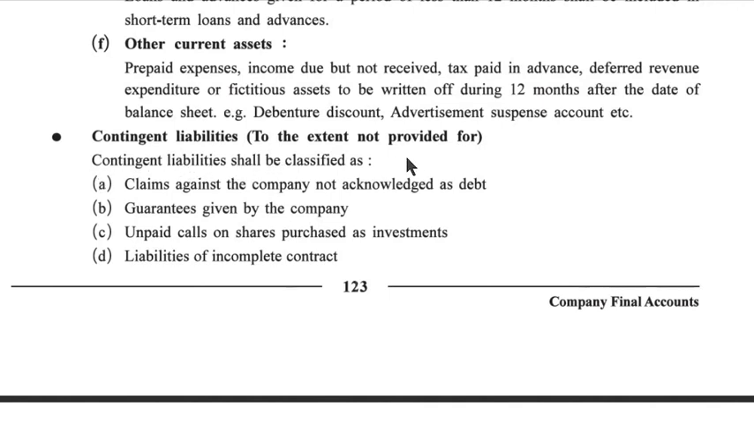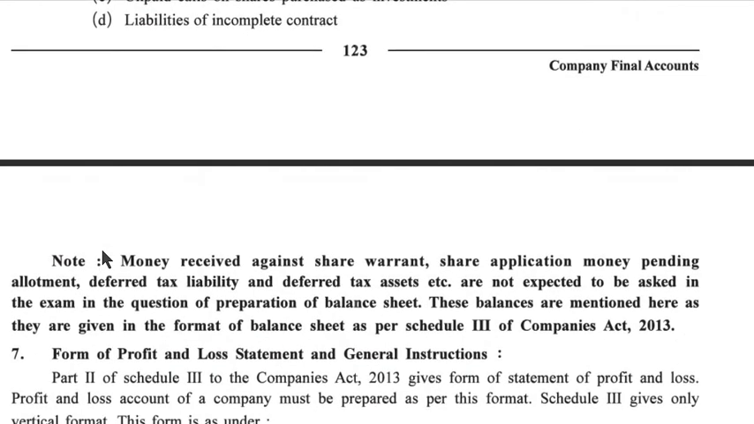Contingent liabilities shall be classified as A, claims against the company not acknowledged as debts. B, guarantees given by the company. C, unpaid calls on shares purchased as investments. D, liabilities of incomplete contracts.